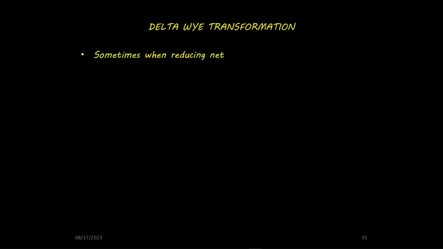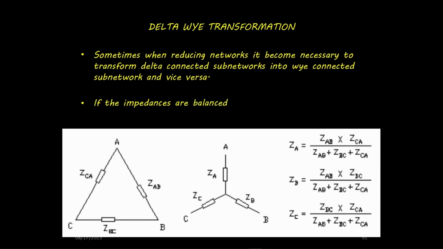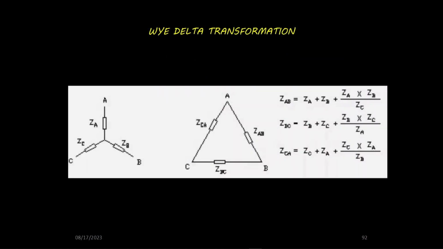Sometimes when reducing networks it becomes necessary to transform delta-connected subnetworks into Wye-connected subnetworks and vice versa. Using the formulas shown you can convert from a delta to a Wye. If the impedances are balanced, the ZAB equals 3ZA, and likewise for the other phases. The formulas shown are used to convert a Wye subnetwork into a delta subnetwork.